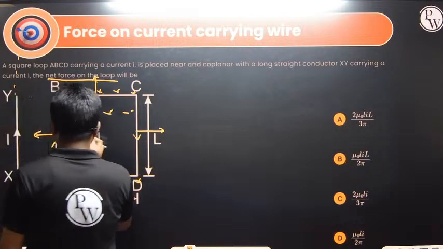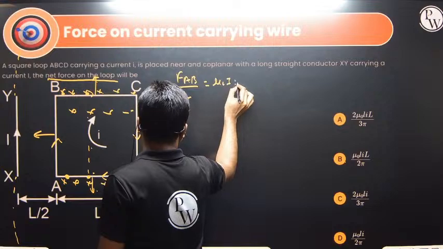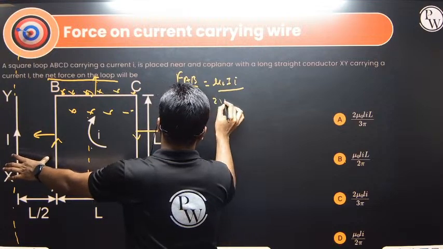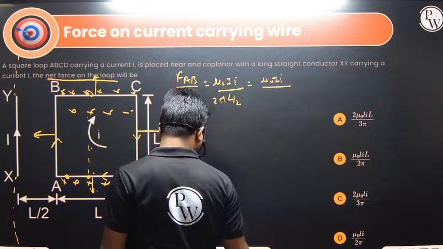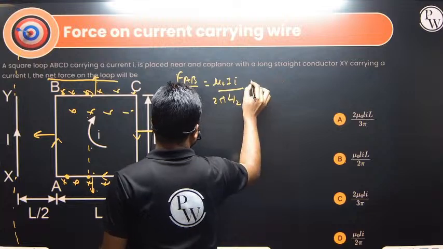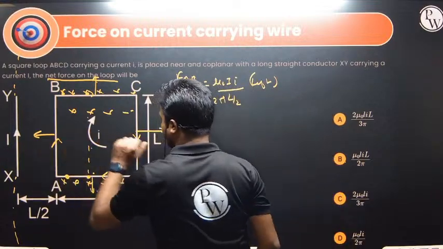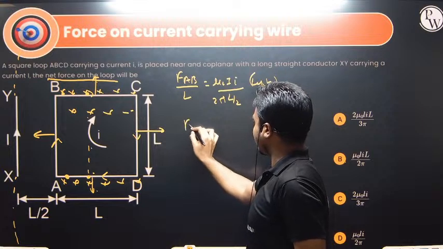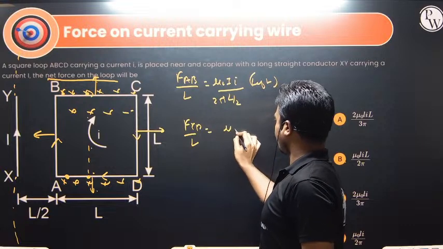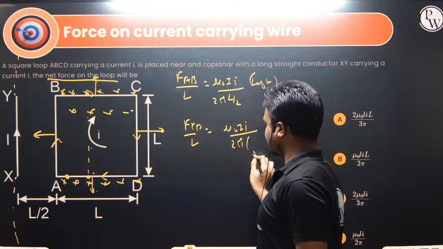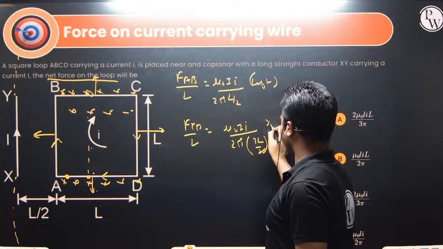We can write: the force on AB of length L is equal to mu naught I into small i divided by, what is the distance here? 2 pi into L by 2. So mu naught I into small i divided by 2 pi into L by 2. What is the direction of this? This will be towards left. The second one we will calculate here. This wire's distance from here we write as F CD by L. So mu naught I into small i divided by 2 pi, and the distance from here is L by 2 plus L, that is 3L by 2. This is towards the right side.